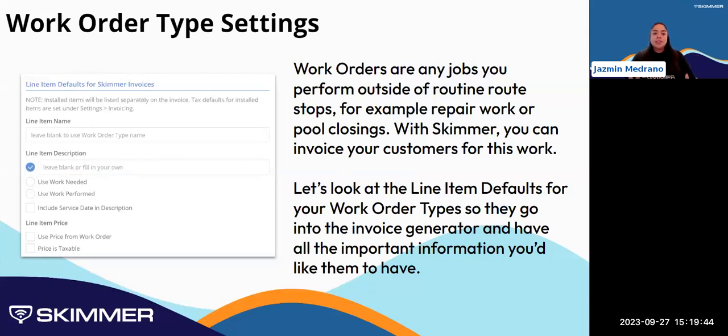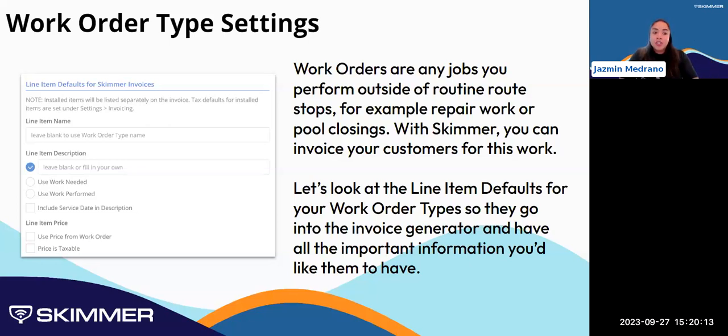So if we're looking at this screenshot, we see that when I go into settings and I go into work order types, I'm going to click on edit in one of the work orders that I want to invoice for. So one of the work order types that I know that gets invoiced every time, we're going to click edit, and then I'm going to see a box that says line item defaults for Skimmer invoices. So the first line item that we see is the line item name. So it's how it's going to display on the invoice.